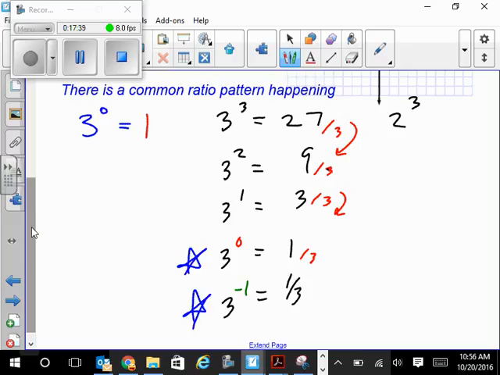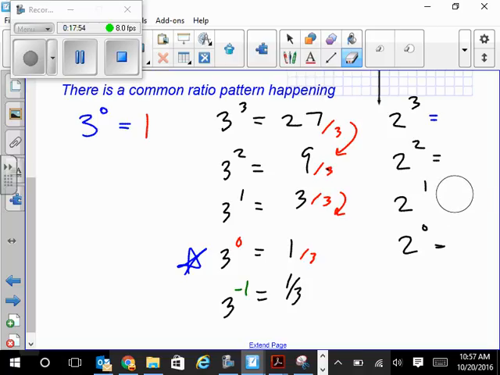No negatives. The negative exponent can't produce a negative. Oh, that's true. Yeah, it'll never cross the line. All right, here we go. What you got on this one? 2 to the 3rd, 8. 2 to the 2nd, 4. 2 to the 1st, 2. And then our star, 2 to the 0.